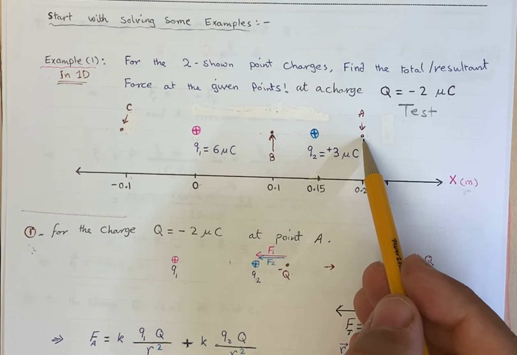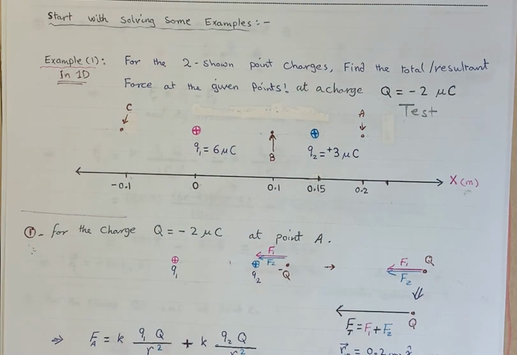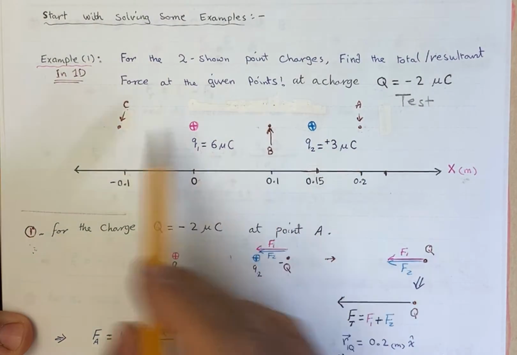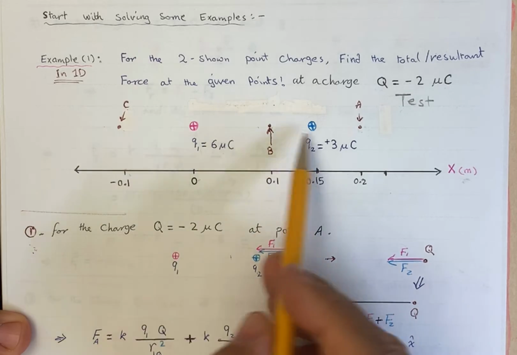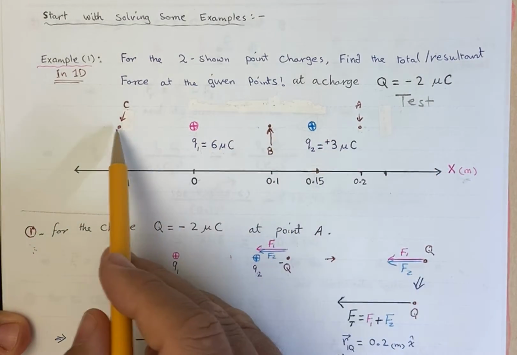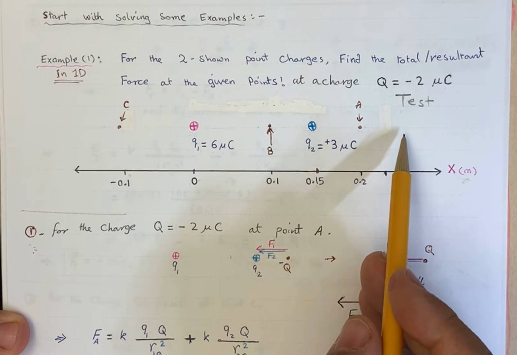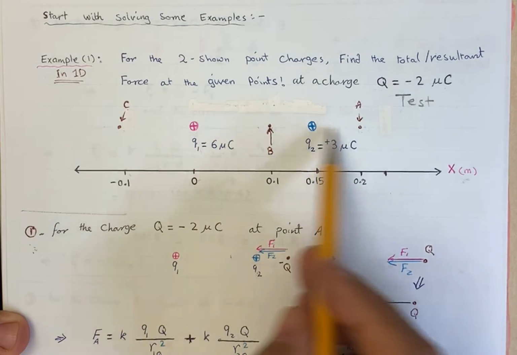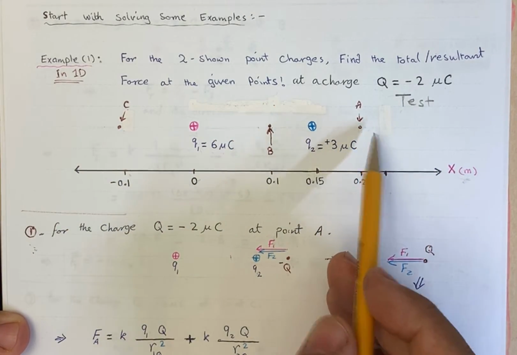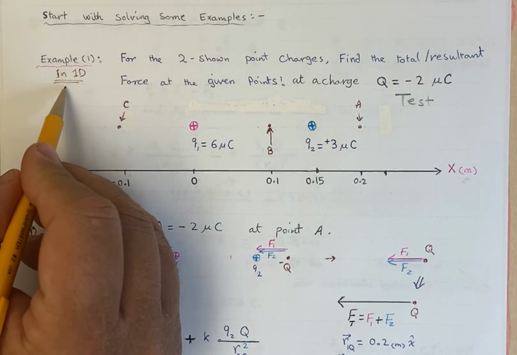Before that, A and B and C and the Q1, Q2 positions, all of them are located on a straight line. So they are all on one direction or one dimension. So this problem is a one-dimensional problem.